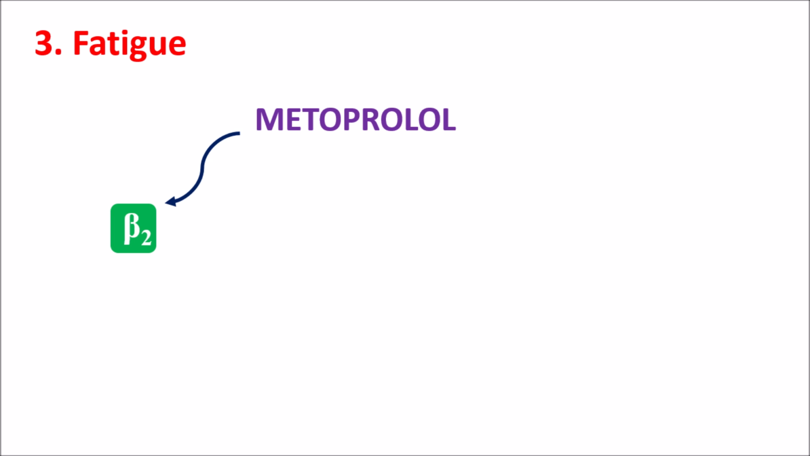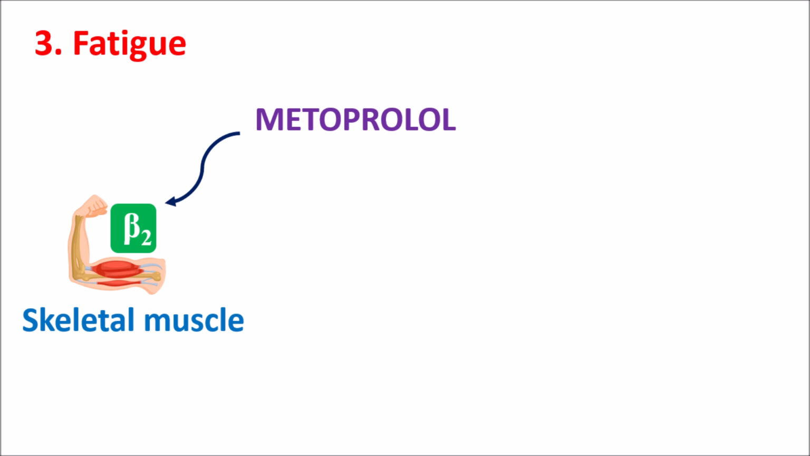Third one is the fatigue. We have discussed that metoprolol is a cardioselective beta blocker, so it mainly acts on beta 1 receptors located on the heart. Even with high cardioselectivity, metoprolol can also act on beta 2 receptors, which are located on different types of organs. Among them, the blood vessels supplying the skeletal muscle are more important.